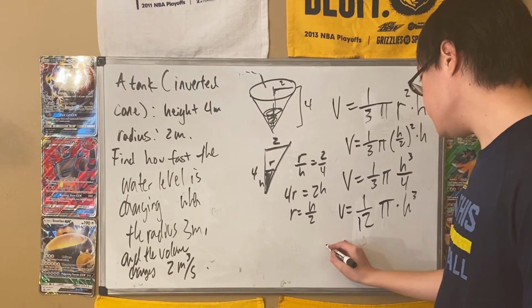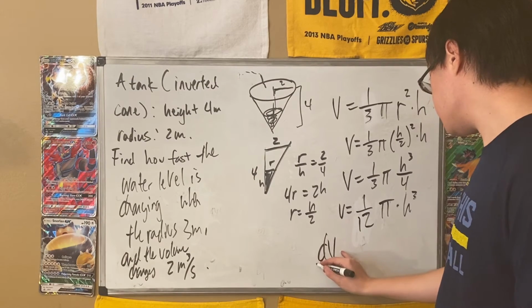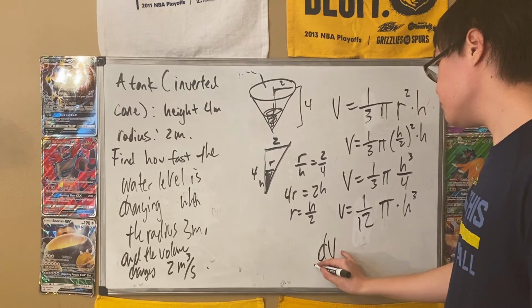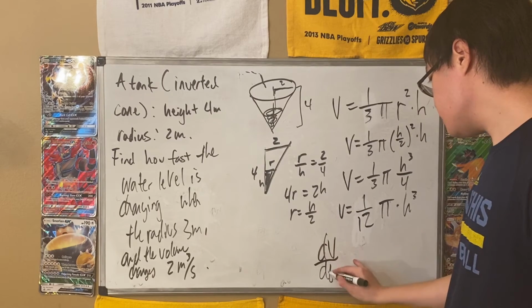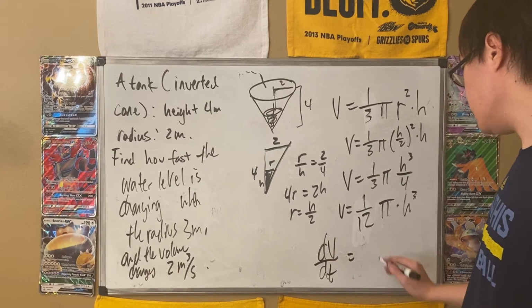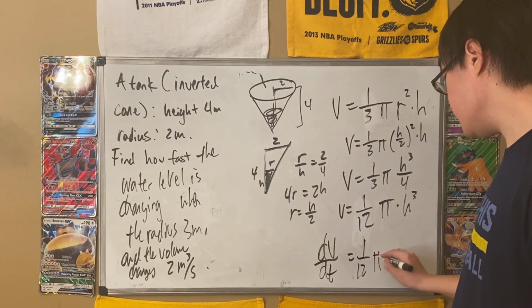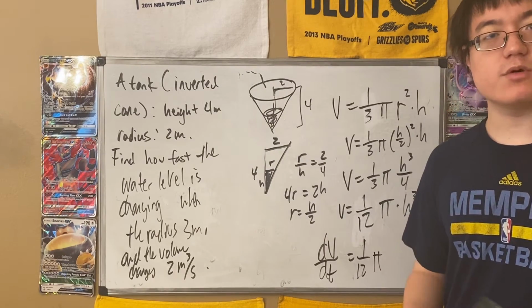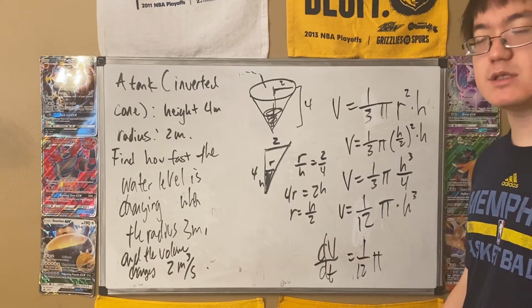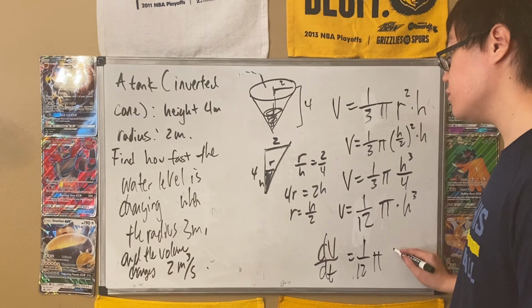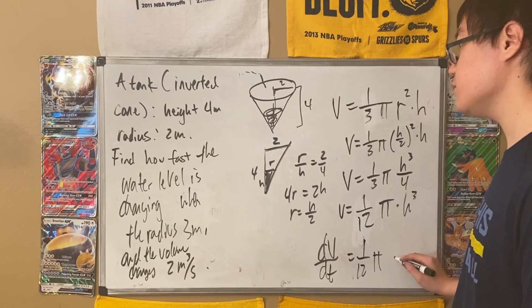So we're going to have dV/dt equal to 1/12 pi. And what's the derivative of h cubed? Well, it's 3h squared times dh/dt. So 3h squared times dh/dt.